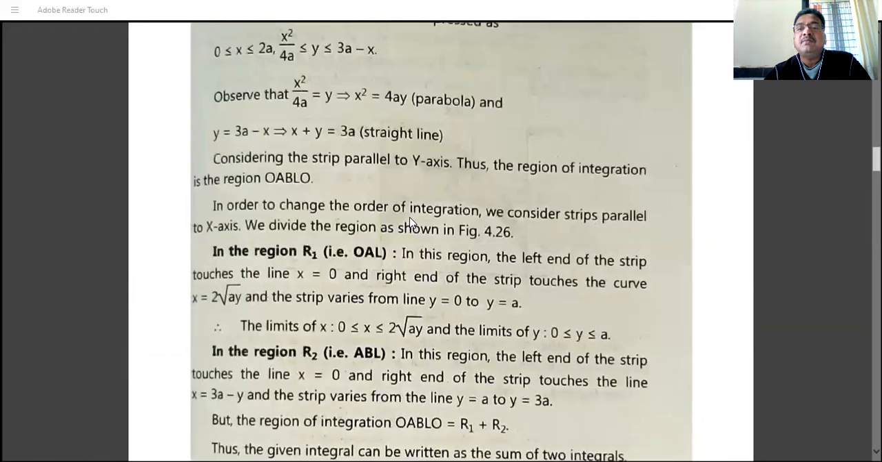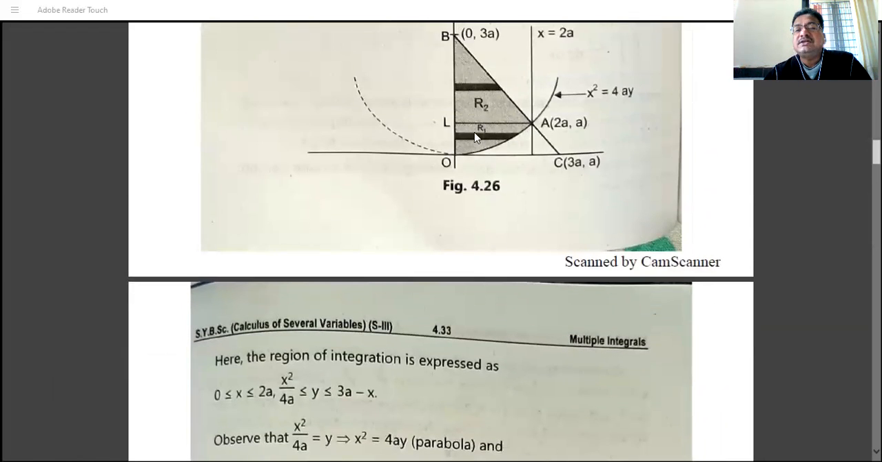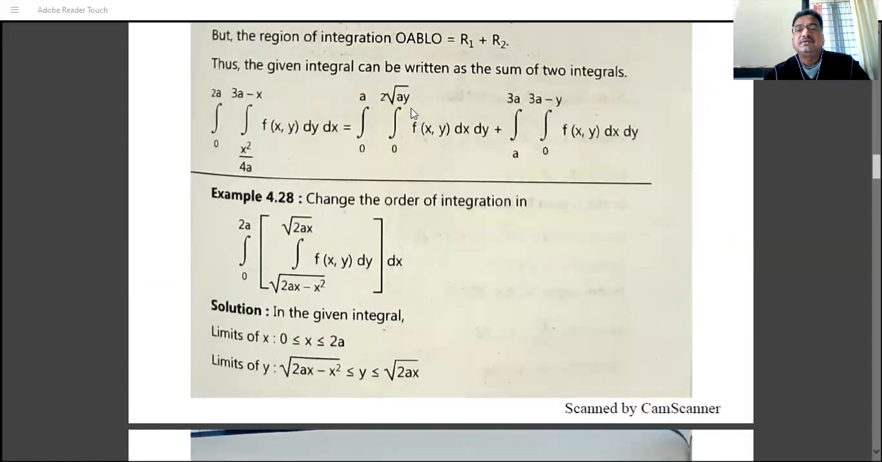And y runs from, in order to cover this region R1, we have to move this strip from this point to this point. So at this point x is 0, and at this point x is a, because the coordinate of this point is 2a, means this distance is a. Okay, so x runs from 0 to a. Plus, then here is also the region R2. In region R2, integration x runs from.